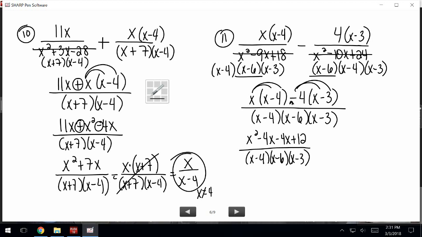All right, combine like terms. Negative 4 and negative 4 do not cancel. You went to Walmart and you spent $4. You went to Target and you spent $4 more. You have spent $8. Keep your same denominator.